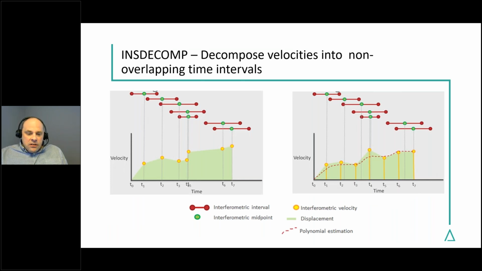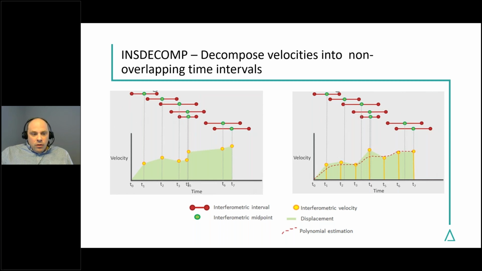And one of the other things we do, which is a little bit different, is when you have a dense series of observations using a small baseline interferometry approach, you usually compute the interferometric midpoint. So you have your equation, your dependent file, your reference file, you compute the velocity between the two, and then you assign this velocity to the midpoint, the point that we see in green.